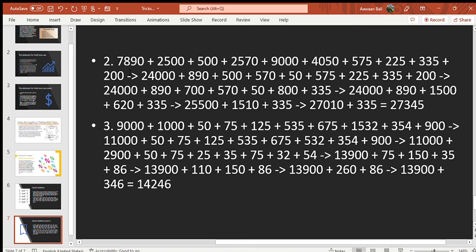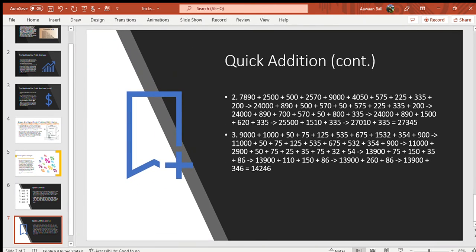And now it becomes simpler. Since 75 plus 35 is 110, and then we can do 110 plus 150, you get 260. And now you just add 13,900 with the 346, and you get 14,246. This is actually very simple if you try it by yourself.